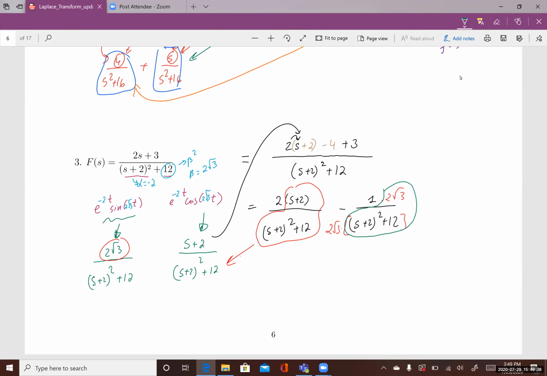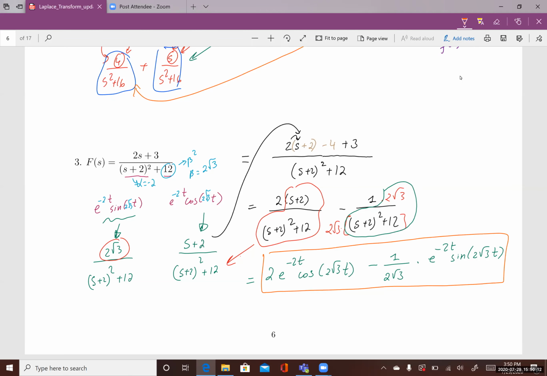Okay. Now I have 2 times e to the -2t cosine of 2 square root of 3 t, minus 1 over 2 square root of 3 times e to the -2t sine of 2 square root of 3 t. This should be my final answer for the original function that corresponds to this Laplace transform.